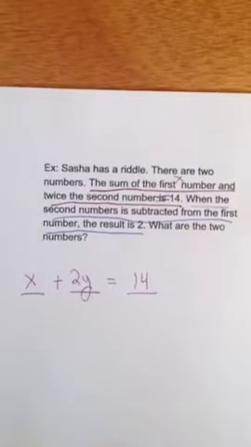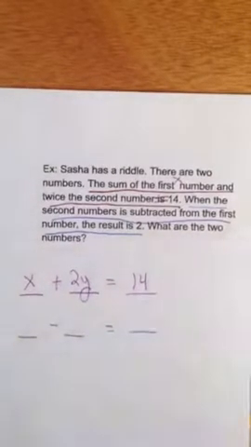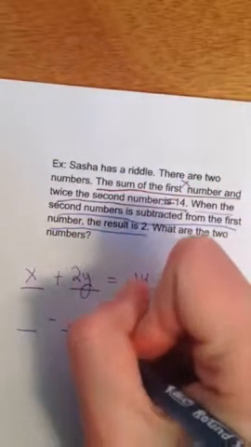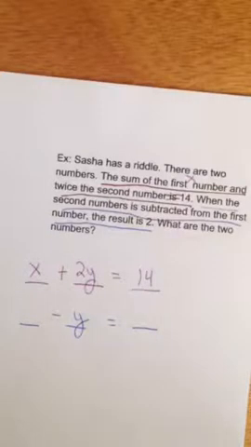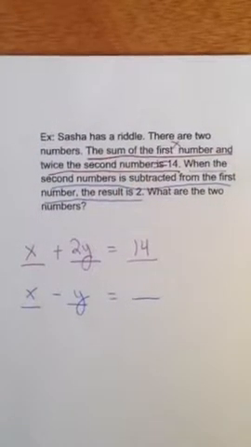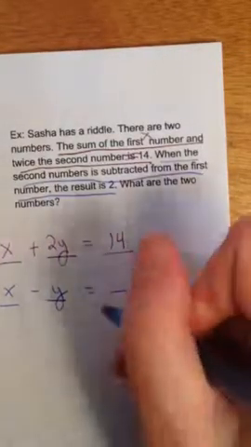Now the second one says when the second number is subtracted from, so I know I'm taking my two numbers and subtracting. It says the second number is subtracted from, and we called the second number y, so y is actually going to go in the second spot. That's going to be very tricky. You have to remember you're actually subtracting it from the first number, and the first number we called x. And the result, result just means equals, 2.